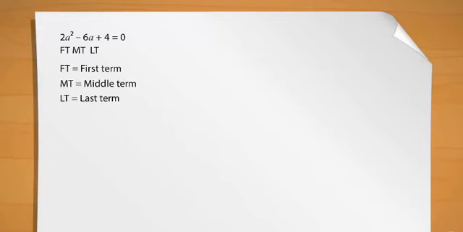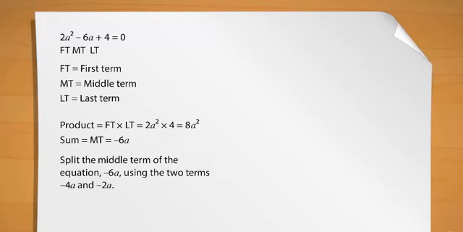Here the first term is 2a square. The middle term is minus 6a and the last term is 4. When factorizing a quadratic equation, the sum and the product of the equation must be found. The middle term of the equation must be split such that on adding these terms, you get the sum, and on multiplying them, you get the product. The product of the equation is the product of the first term and the last term, which is 8a square. The sum of the equation is the middle term, which is minus 6a.